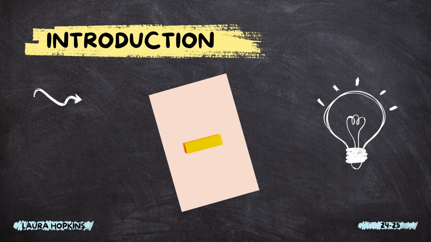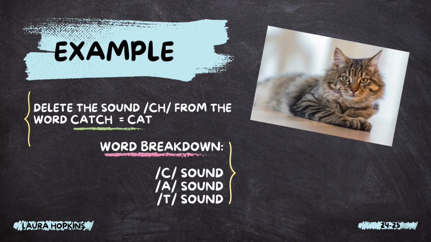In reading, when this strategy is used, phoneme deletion is when a student can delete or remove a sound from an existing word to make a new word. For example, when a student sees the word catch, he or she can remove the ch sound from the end of the word to create the new word cat. As the student continues to remove different sounds from a word, he or she will be able to create new words to add to their word bank.